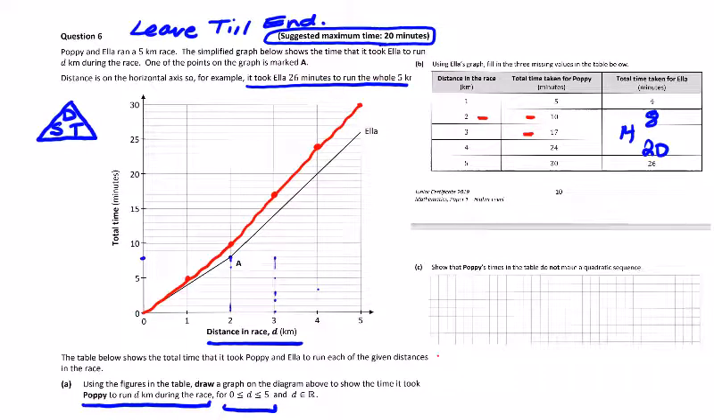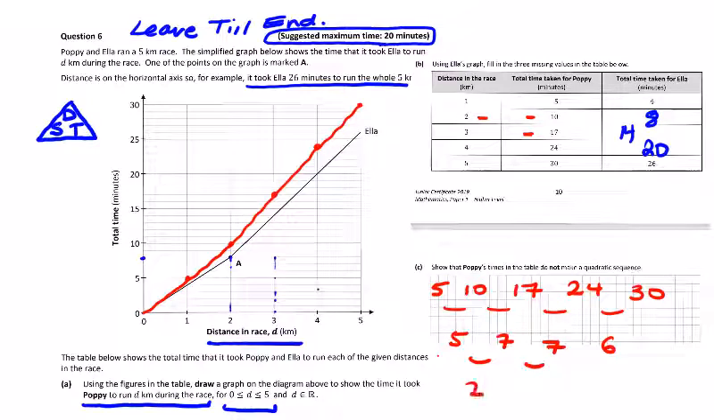And show that Poppy's times do not make a quadratic sequence. Well, the second difference is what matters for a quadratic sequence. 5, 10, 17, 24 and 30. The second difference has to be the same for quadratic. Let's have a look. 5, 7, 7 and 6. So we're going 2, 0, sorry, and minus 1. So you would say the second difference is not the same. Therefore, and you just repeat this, it does not make a quadratic sequence.